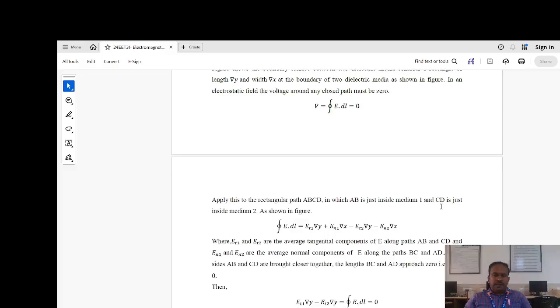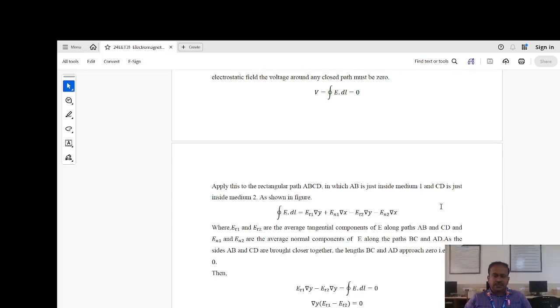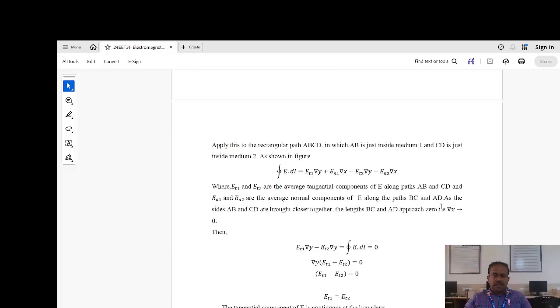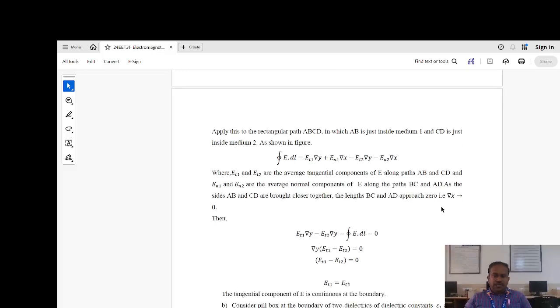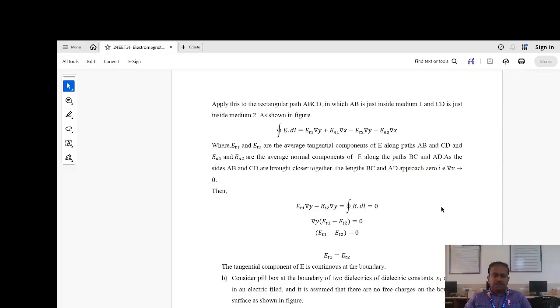As the sides AB and CD are brought close together, the lengths BC and AD approach 0, so del x equals 0. Applying this condition to the above equation, we obtain Et1 del y minus Et2 del y equals the closed integral of E dot dl, which equals 0. Since del y is common, we take it outside: del y times (Et1 minus Et2) equals 0. From this, Et1 equals Et2. Therefore, the tangential component of E is continuous at the boundary.